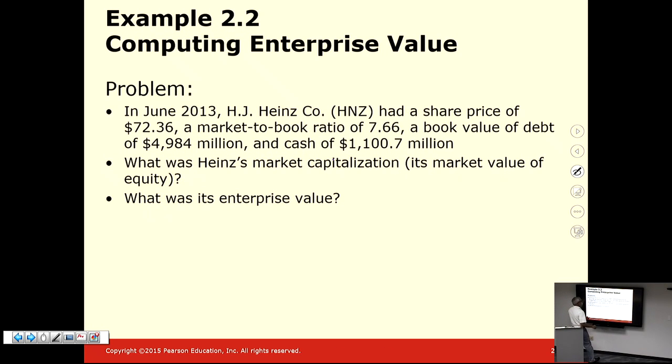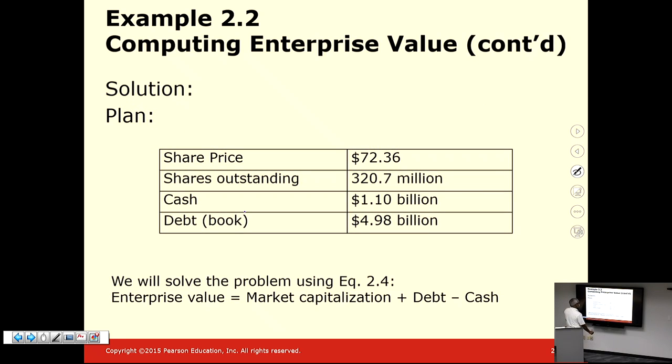So over here we can take a look at an example. This company has a share price of 72.36, a market to book ratio of 7.66, a book value of 4,984 million, and a cash value of 1,100.7 million. What is its market capitalization and what is its enterprise value? So share price 72.36, number of shares outstanding 320.7 million, cash 1.1 billion, and debt 4.98 billion.